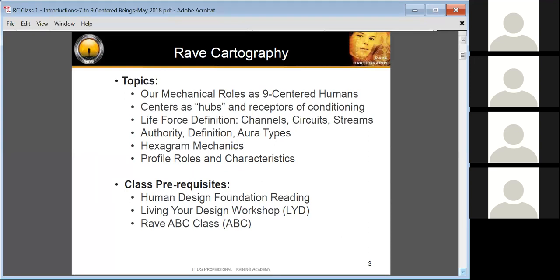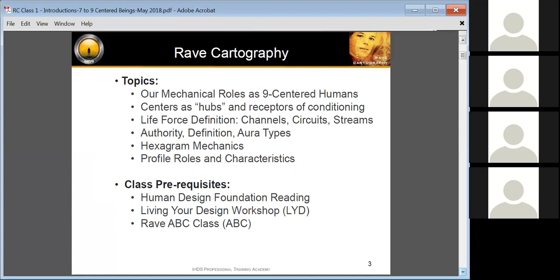We've got Rave definition, Rave meaning 9-centered, that comes from our channels, even the circuits that are the movement through this body graph with the channels and streams, awareness streams. So we're going to look at our life force definition in this class. We're going to look at authority. Again, our definition, whether it's split or quadruple split or single definition, all those things.